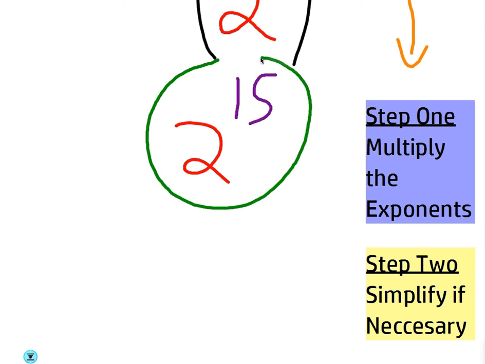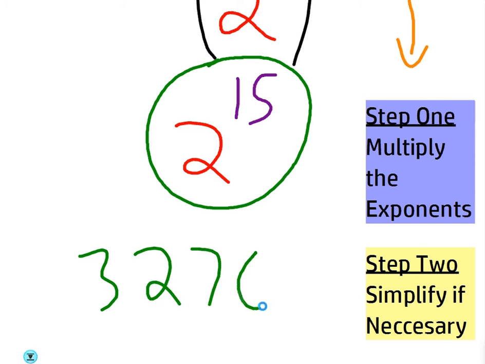If somebody wants to use their calculator real quick, I'll let you type that in and you can tell me what 2 to the 15 is. Yes, thank you. You said 32,768. Okay.